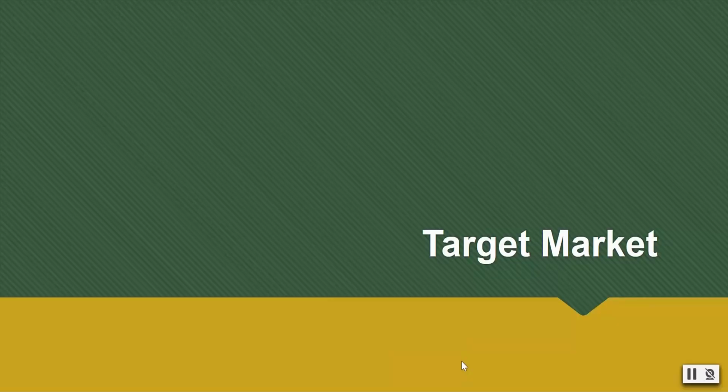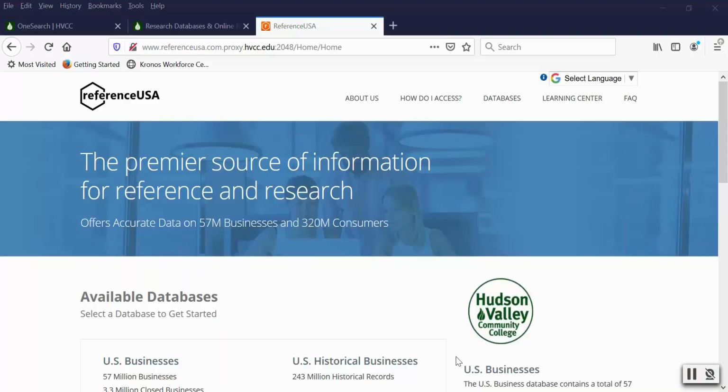All right, finally, I'm going to show you how to use ReferenceUSA to examine your target market in a given area. All right, we're back at the ReferenceUSA homepage, and at this point, we've used ReferenceUSA to examine some industry trends, our industry size for gymnasiums, our competition for gyms in our local area. Now let's look at our target market. So again, let's stick to the local area.